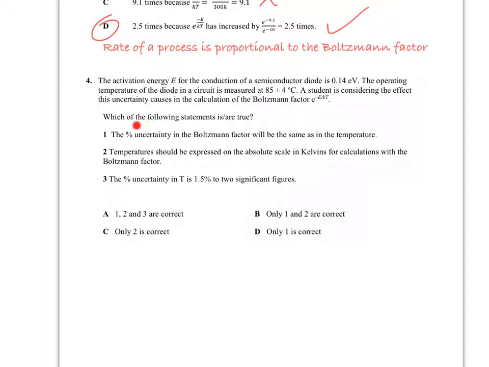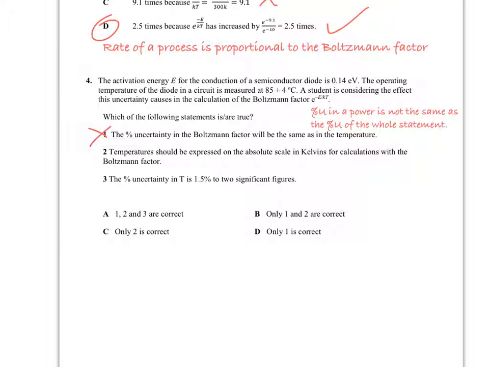The percentage uncertainty in the Boltzmann factor is the same as in the temperature. That's not going to be true. What we've got here is the percentage uncertainty in a power, and if you're saying that the percentage uncertainty in something that's raised to a power is equal to the percentage uncertainty for the whole statement, you would agree with 1, but that's not right. So we can discount option 1, that's not true.